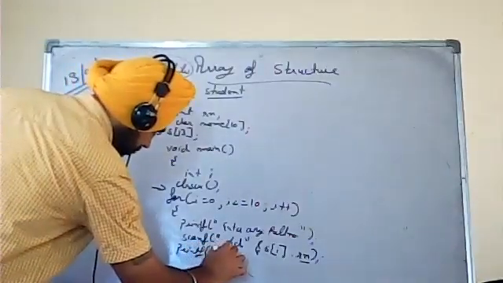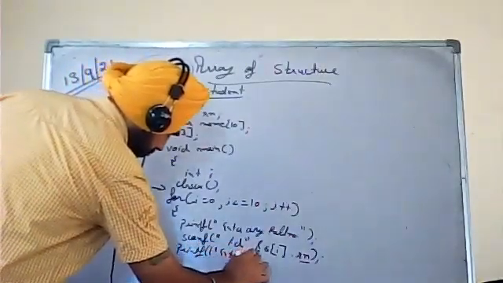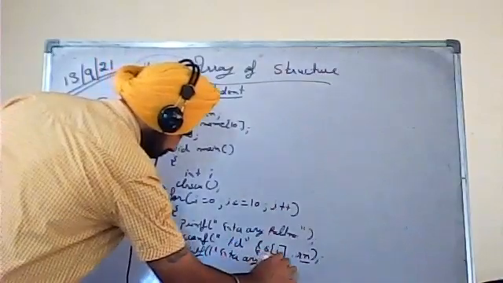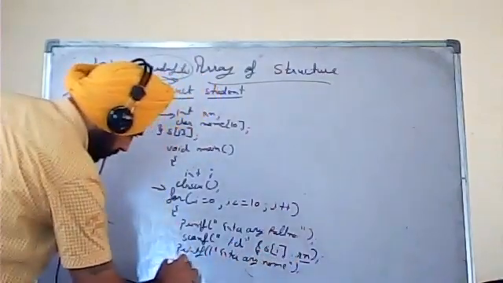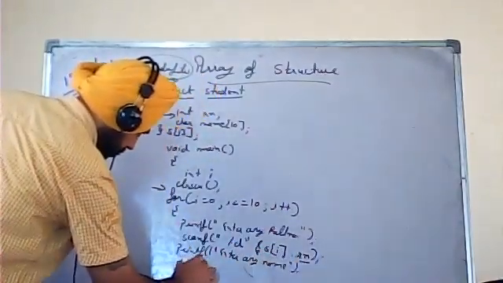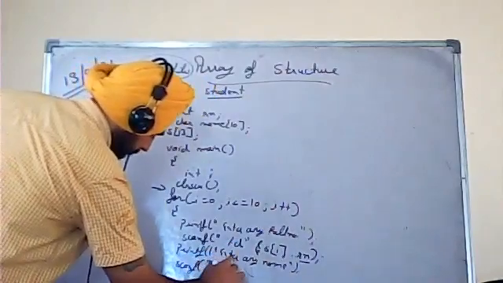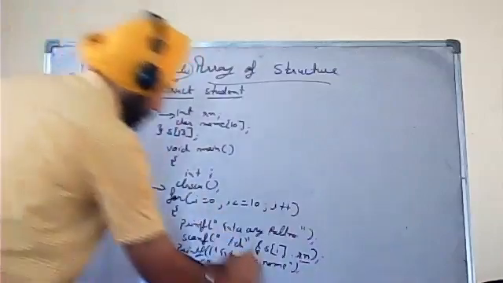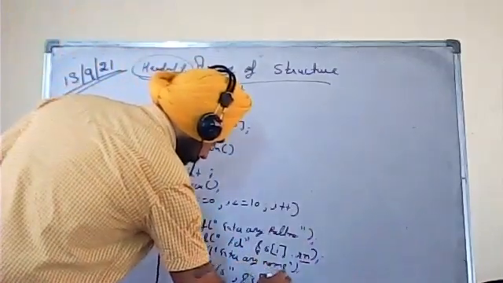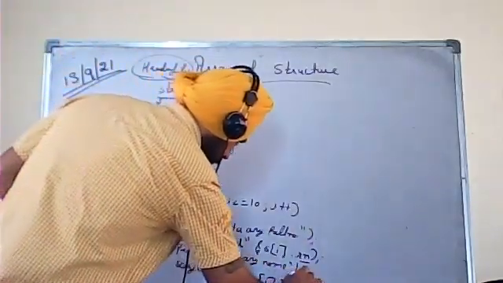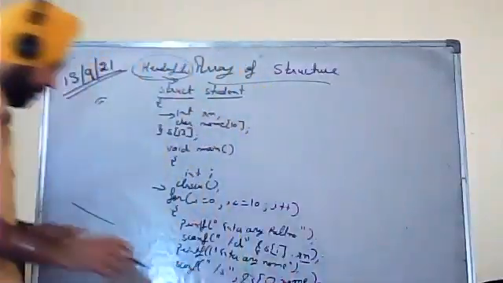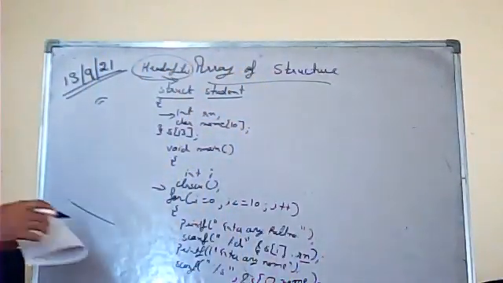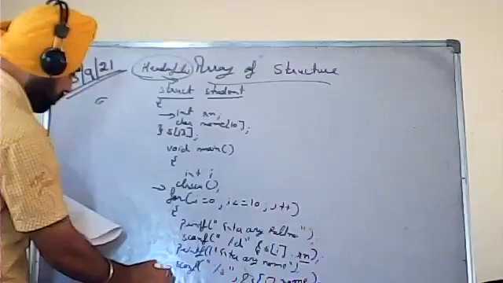Printf "enter any name" with the help of scanf: %s, comma, ampersand s, then I dot name. Then after that, close this for loop for input of the value.